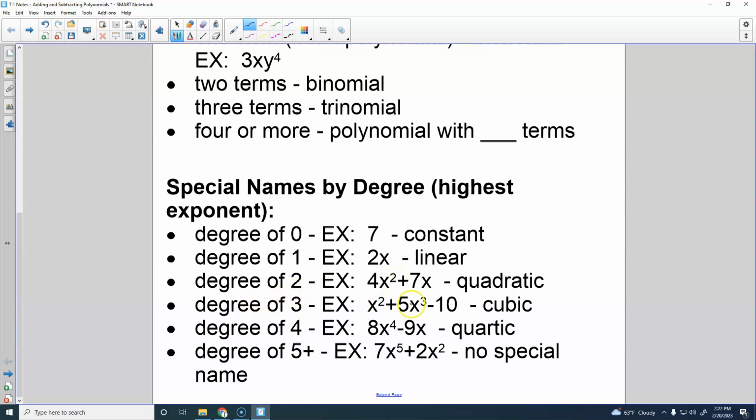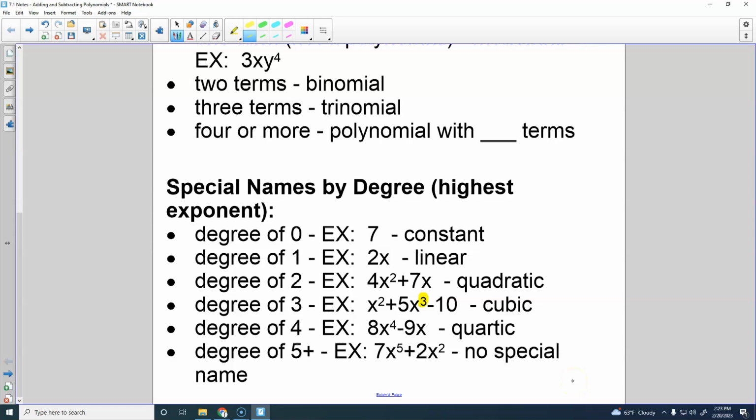A degree of 3, so something where, whenever you're looking for degrees, you're looking at the highest exponent. So right here, the highest exponent I have is 3. It doesn't matter which one comes first or what order they're in. It's just whichever exponent is highest. So if it has an x to the 3rd as its highest exponent, it would be cubic. Degree of 4 is quartic. And anything 5 or above, you would just say degree 5, 6, 7, 8. There's no special name for those.